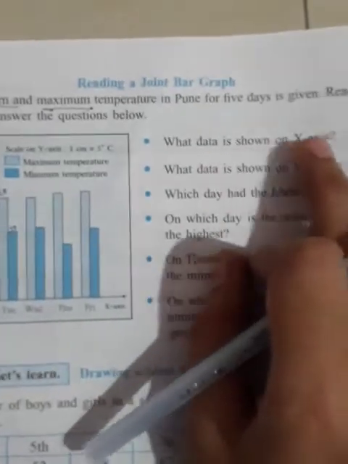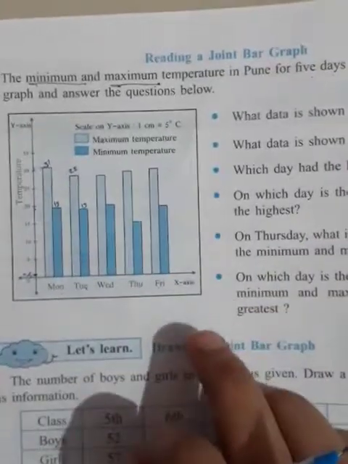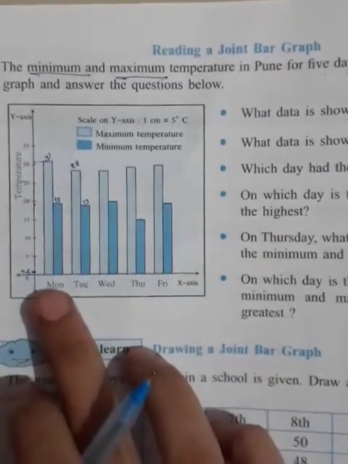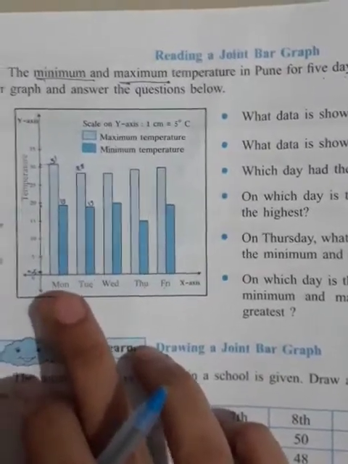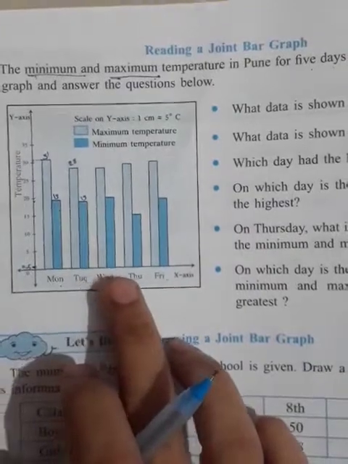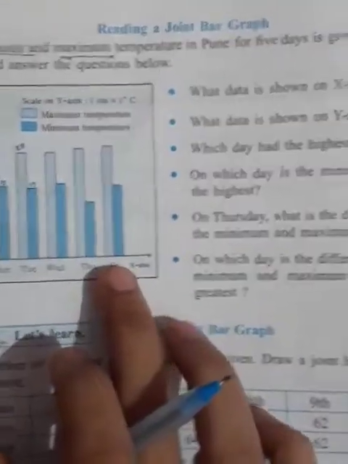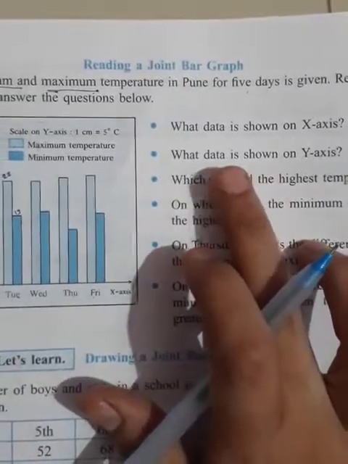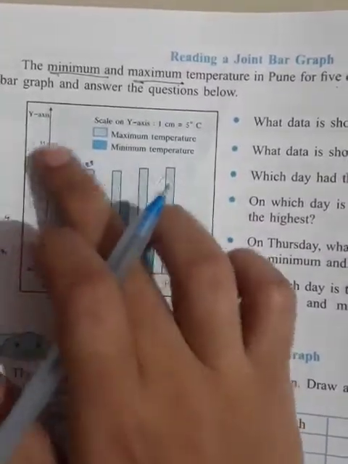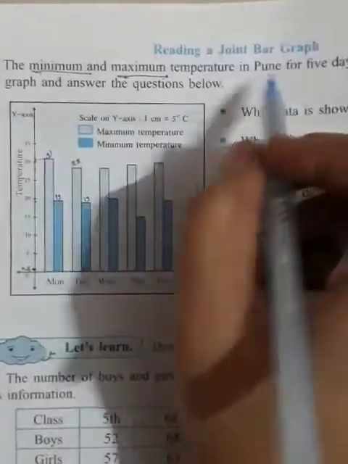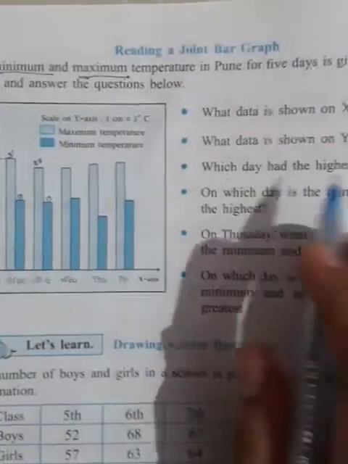What data is shown on the x-axis? So see, on the x-axis what we have shown. On the x-axis 5 days of a week are shown. 5 days, Monday, Tuesday, Wednesday, Thursday, Friday. Okay, what data is shown on the y-axis? So on the y-axis what? Temperature. So on the y-axis temperature in the city Pune is shown.